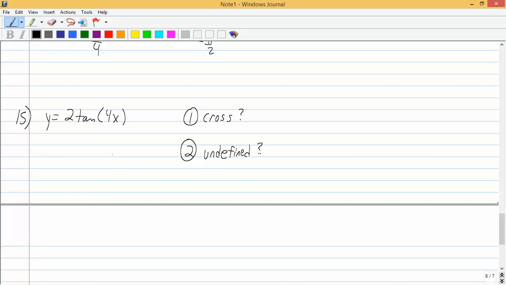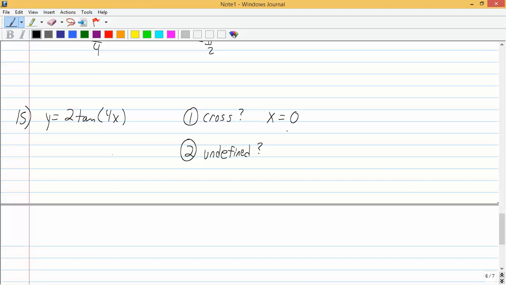So I told you that tangent always crosses at 0 regardless of what's in front here. If you plug in a 0, you're taking the tangent of 0. Tangent is sine over cosine, so sine of 0 is 0, cosine of 0 is 1, so that's how you get tangent of 0: 0 divided by 1, 0. Alright, so we know we are going to always cross at x equals 0.